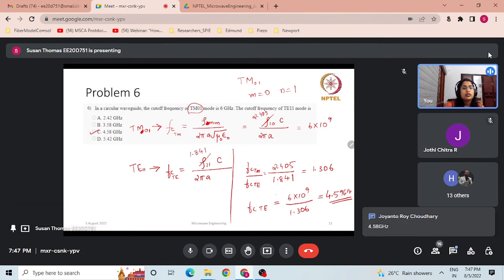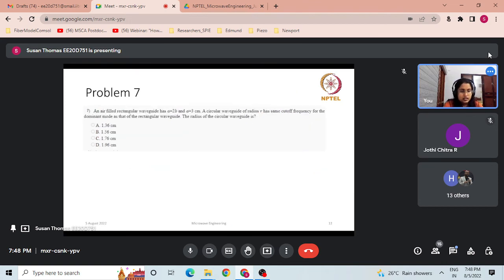So during the examination also you will have to look at the rho NM table and find out the appropriate value of rho NM, or probably you will be given with rho NM of TE or TM, whichever is applicable in your case. So I hope this is clear. Let us move on to the next question.